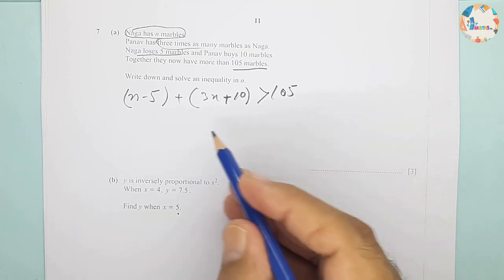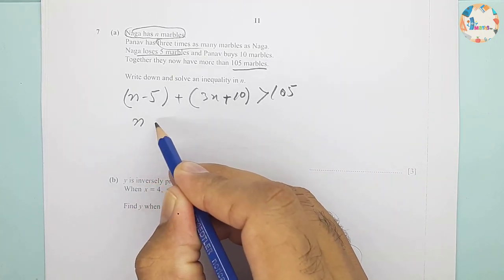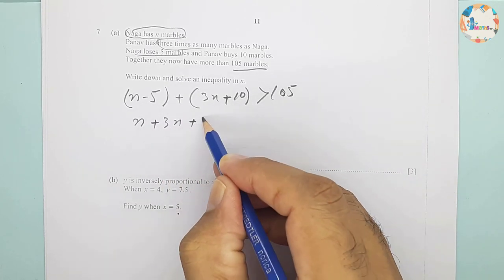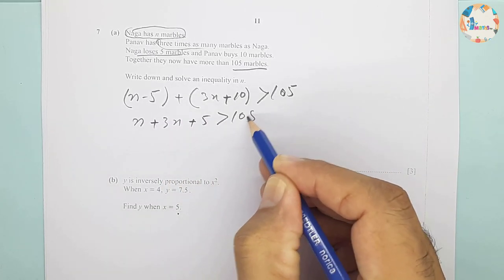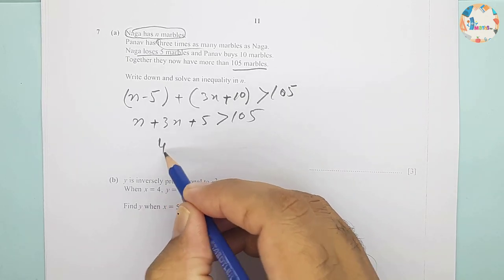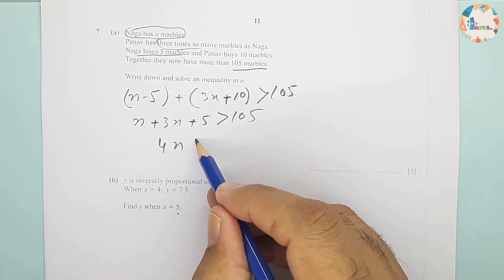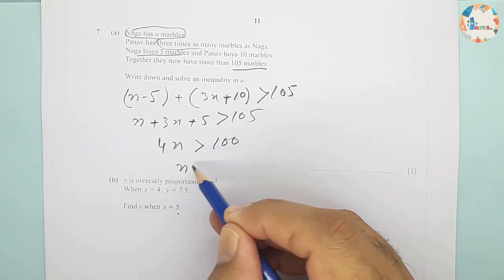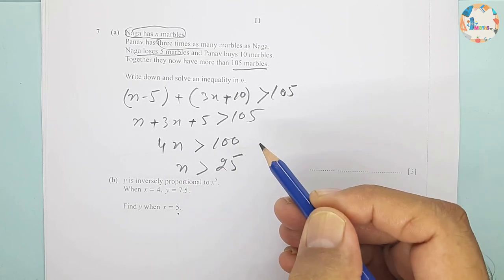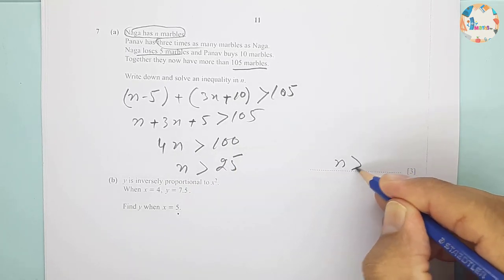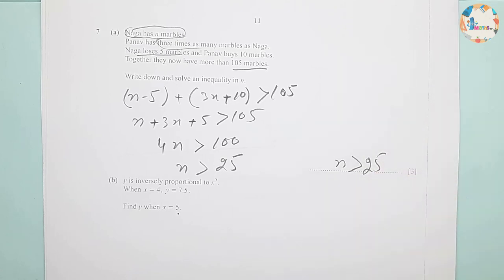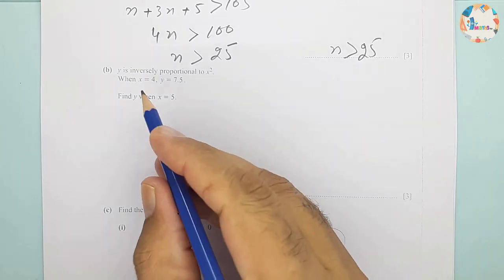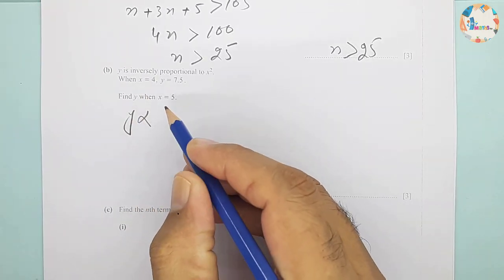Now we have to solve this one. Open the bracket, so n plus 3n, and minus 5 plus 10 will be plus 5, is greater than 105. So 4n is greater than 100, so n is greater than 25. This will be our answer.